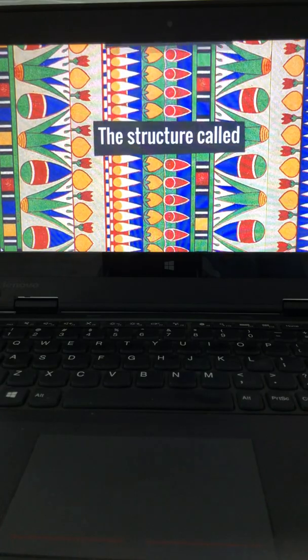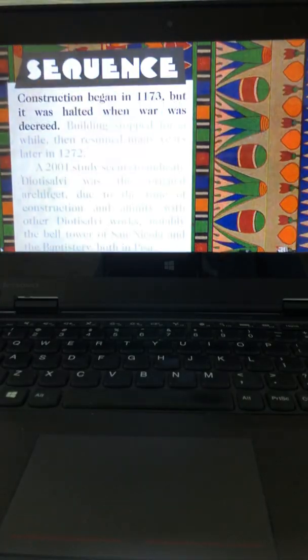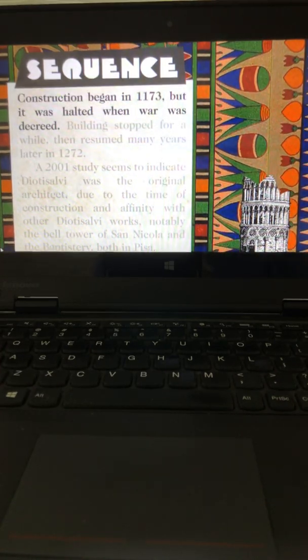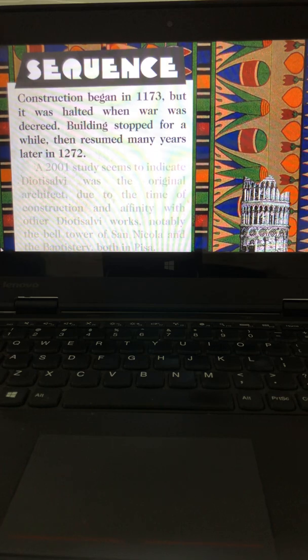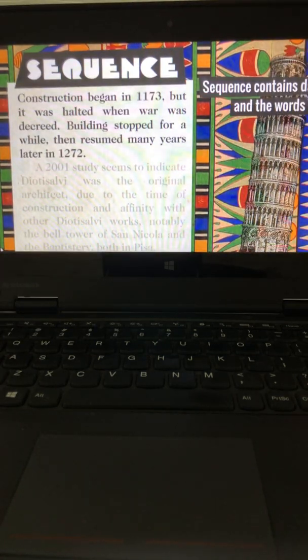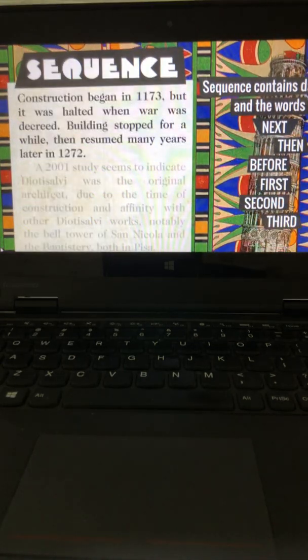Now peep this, the structure called sequence. It gives events from way back to most recent. Construction began in 1173, but it was halted when war was decreed. Building stopped for a while, then resumed many years later in 1272. Sequence contains dates and the words next and before, first, second, and third.